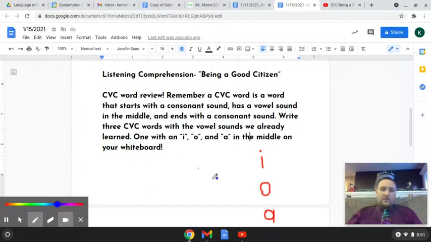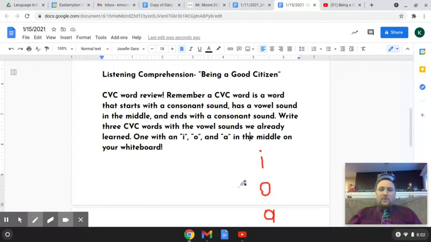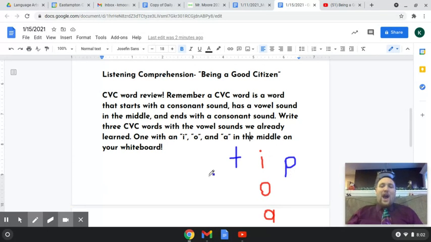Now let me get a different color here. So CVC word, we know it's going to make the short sound. So it's going to be I. So I'm going to do T, I, P to come up with the word tip. For O, we know it's going to make the short sound. I'm going to use these same 2 letters, but I'm going to flip them. I'll start with the P and I'll end with the T. So we have P, O, T for pot.